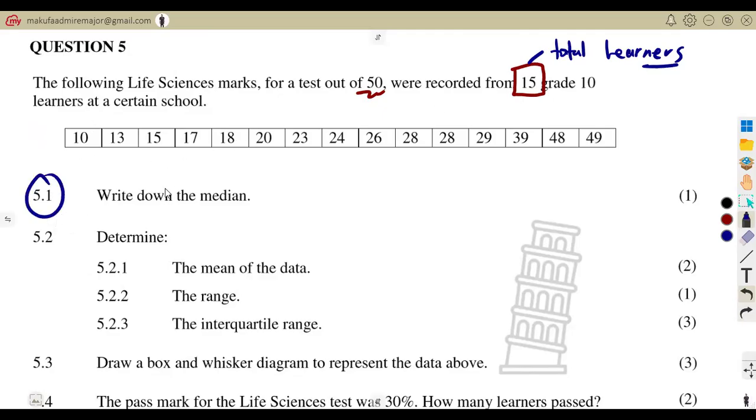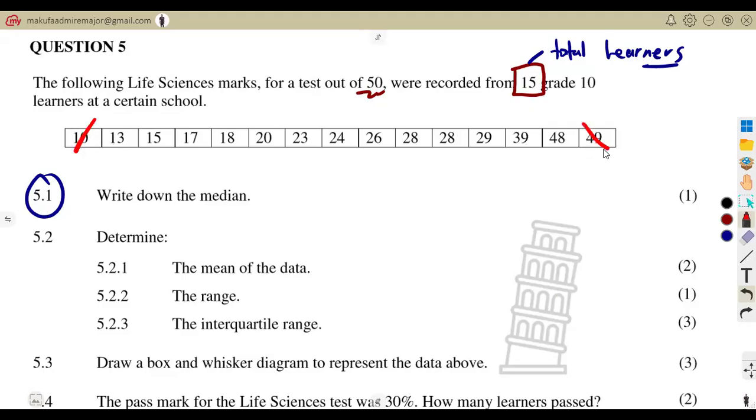5.1. Write down the median. They are not saying calculate, they are saying write it down. It's an answer. You just have to take it from your information. Remember, median is the middle term when these numbers are arranged in order of size. They are already in order of size. So we can just cancel which one is in the middle.